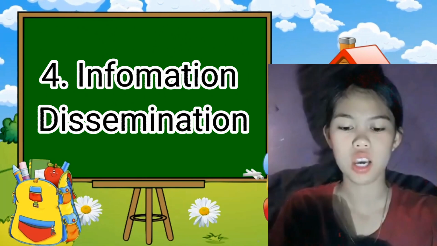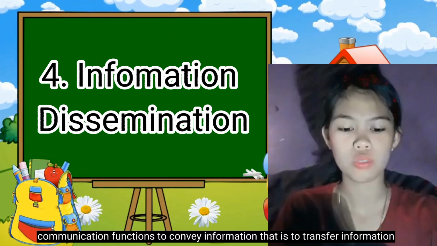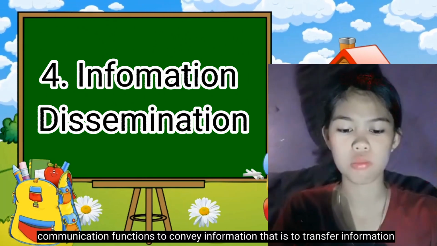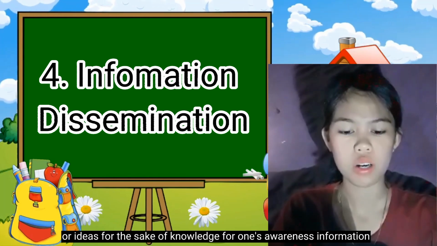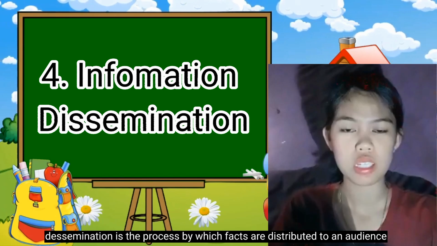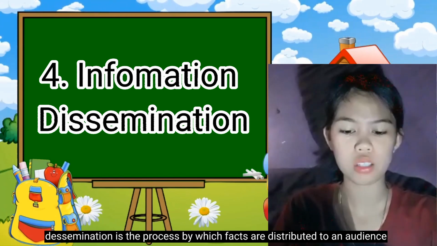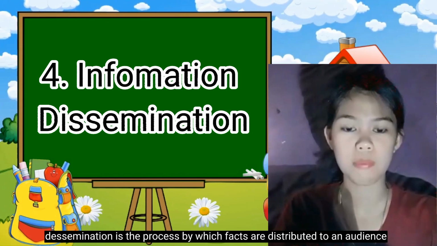Information dissemination. Communication function to convey information, that is, to transfer information or ideas for the sake of knowledge and one's awareness. Information dissemination is the process by which facts are distributed to an audience.